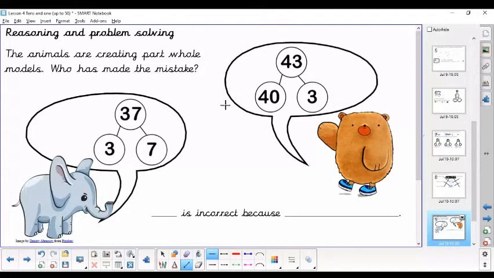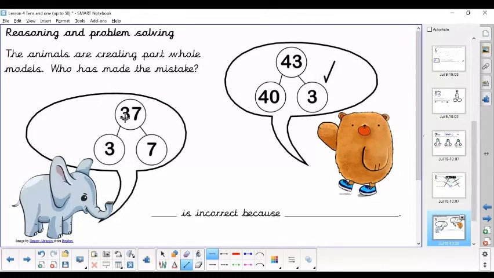Let's have a look. If I were to look at this number, how many tens would there be? 4. And 4 tens means 40. So hopefully, yep, 40 is in that box there, in that part. And 3 ones, so 3 ones in this part. So that looks all right to me. That looks correct. Let's have a look at this one.